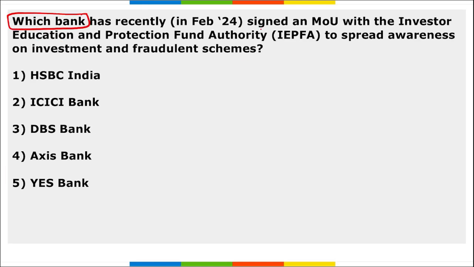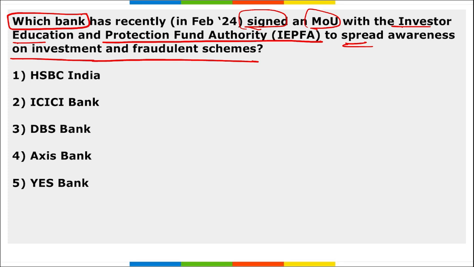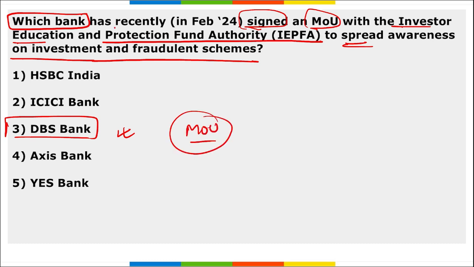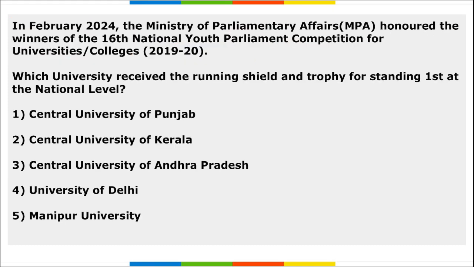Next is which bank has recently signed an MOU with Investor Education and Protection Fund Authority to spread awareness on investment and fraudulent schemes? It is DBS Bank, right? DBS Bank recently signed an MOU with Investor Education and Protection Fund Authority to spread awareness on investment and fraudulent schemes.